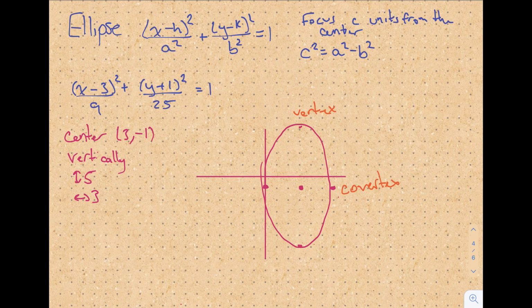Now I do want to know where the focus points are, so I can graph those as well. So those are going to be c units up and down from our center. So I'll use the equation c squared equals a squared minus b squared. A squared will always be the larger one, 25. B squared will always just be the smaller one. That way it stays positive. 25 minus 9 is 16. So c is equal to the square root of 16, which is 4. So that means our two focus points are up and down 4 from the center of the ellipse.